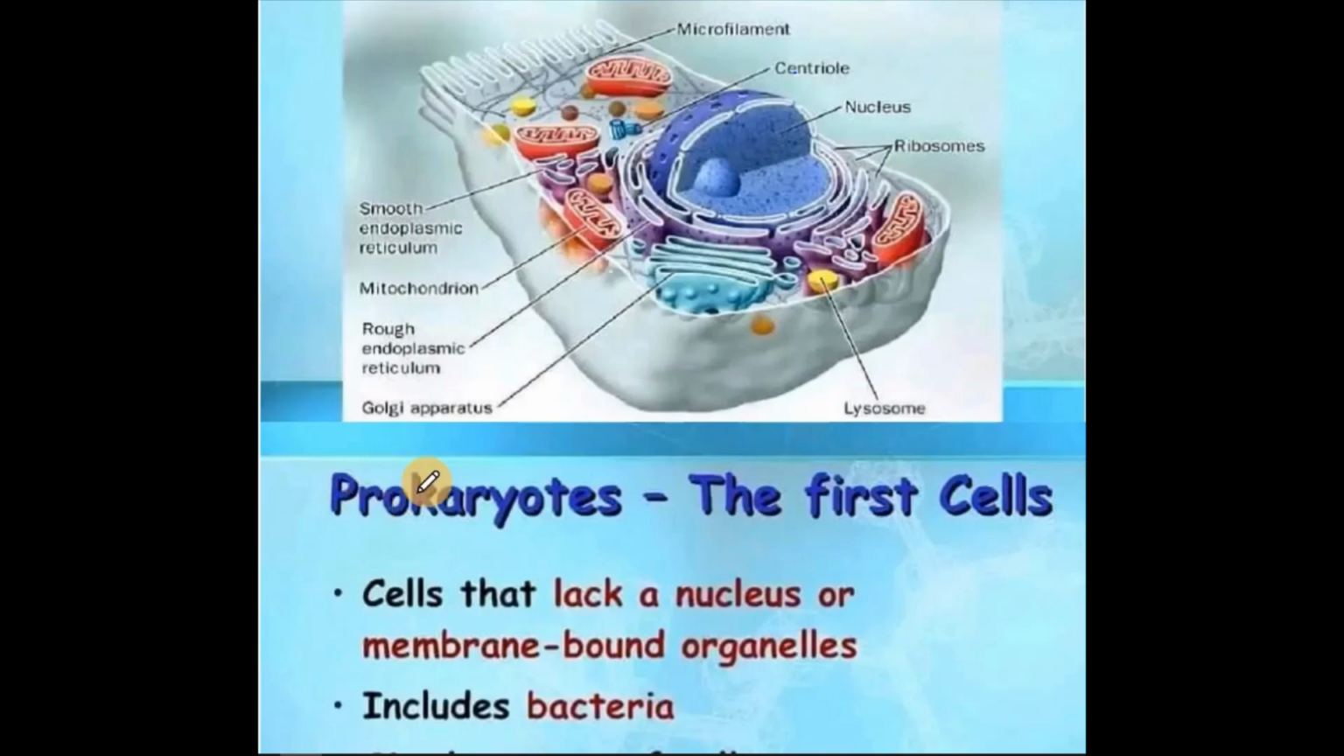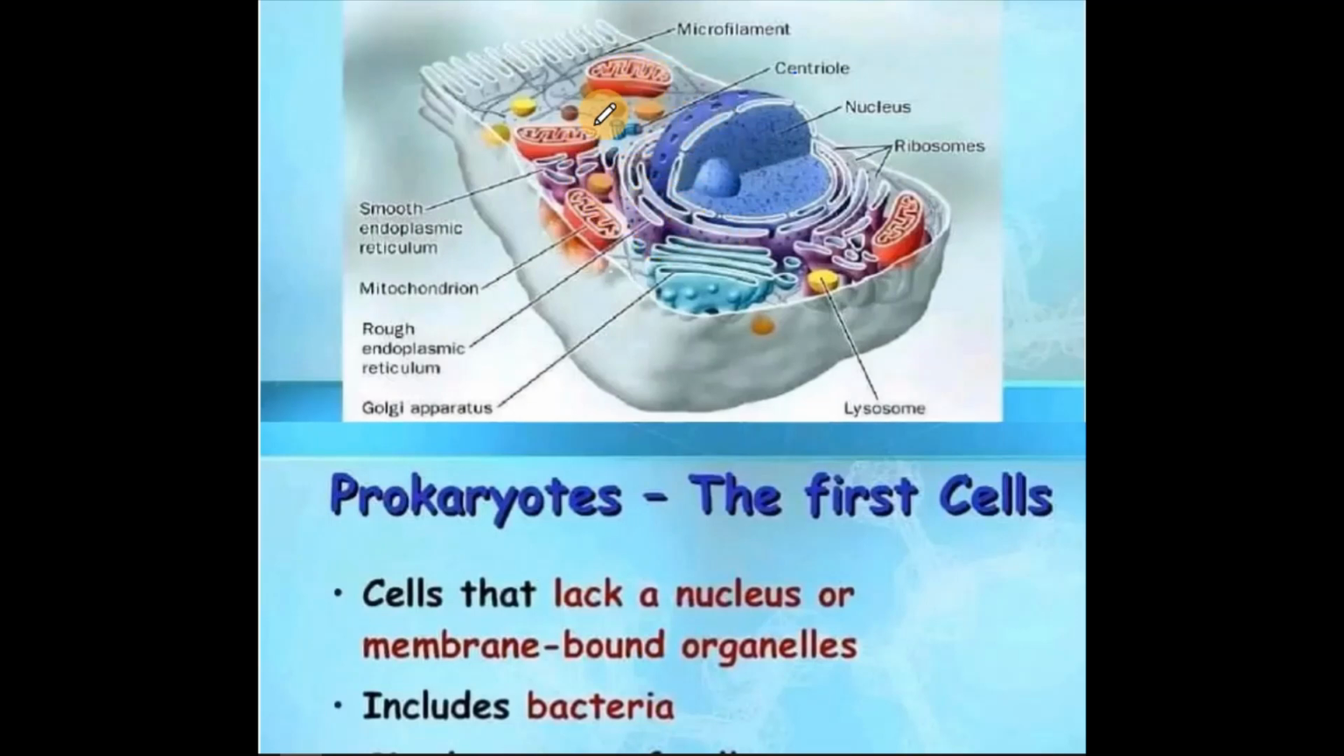The cytosol is made of several components, which are called the organelles. As seen here, this is an organelle, this is an organelle, this is an organelle. All these ones are organelles. You can have a smooth endoplasmic reticulum, you can have mitochondria, rough endoplasmic reticulum, Golgi apparatus, lysosomes, ribosomes, the nucleus, centrioles, and the microfilament. All these are found inside the watery content of the cell, which you call the cytoplasm. These are what we call the organelles.